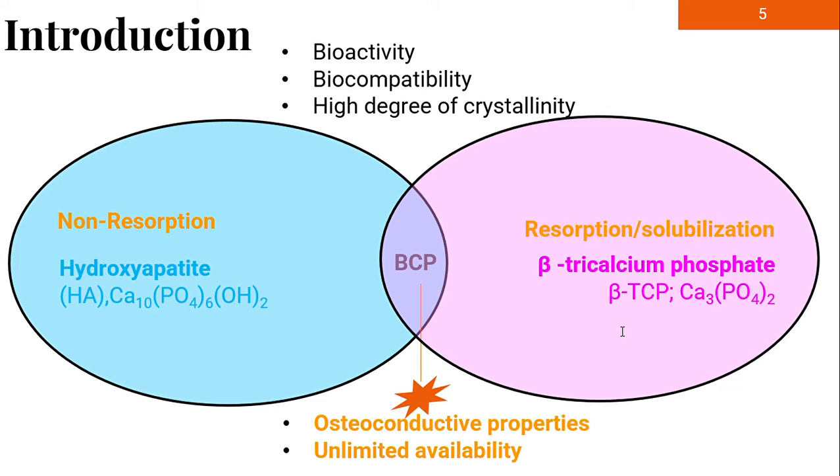In contrast, beta TCP is easily absorbed by the human body fluid and can degrade to release two ions, calcium and phosphate, to help repair the hard tissue. These two compounds combine to create the material called BCP, which has the combined properties of each phase. Because changing the proportion of each component changes the material properties, the potential of BCP is unlimited.